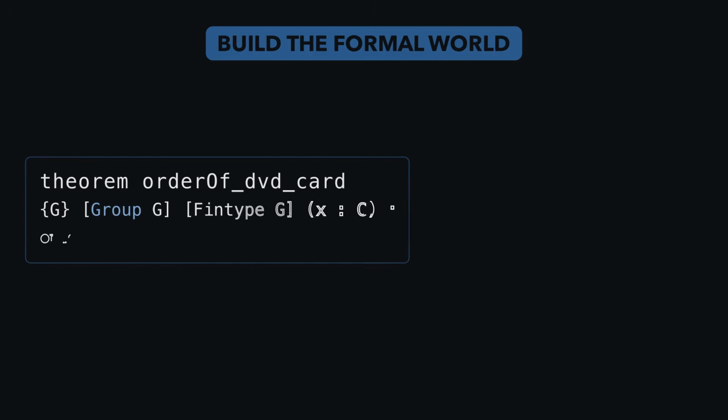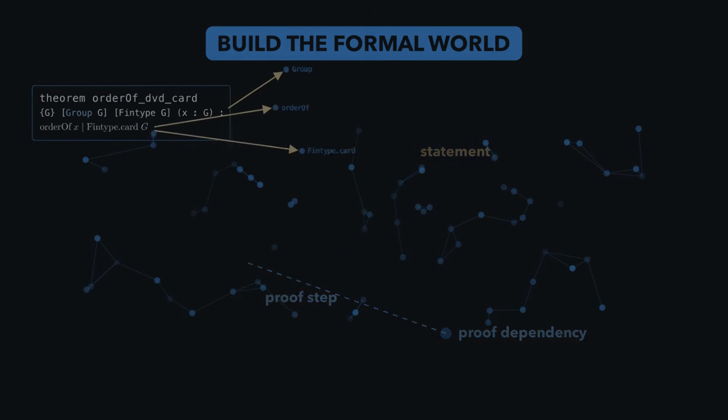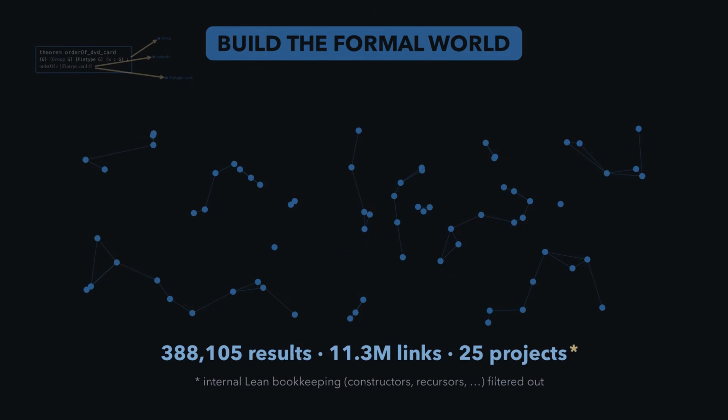On the other hand, the formal graph is much easier to parse. In Lean code, many of the dependencies are immediately visible. A theorem is literally built from the names of what it depends on, so when we read the dependencies, it comes straight from the code. Across 25 projects, we find that we get 388,000 total results.